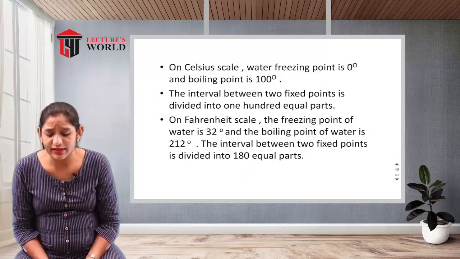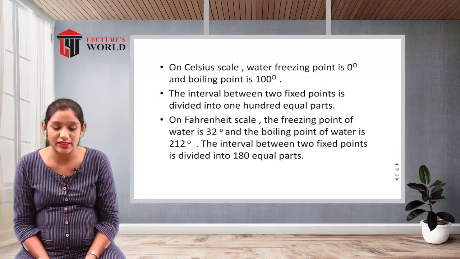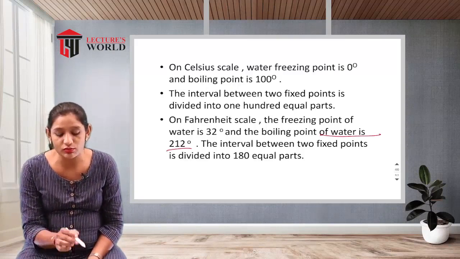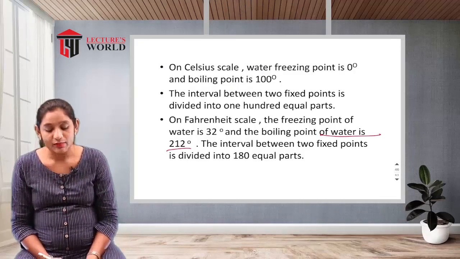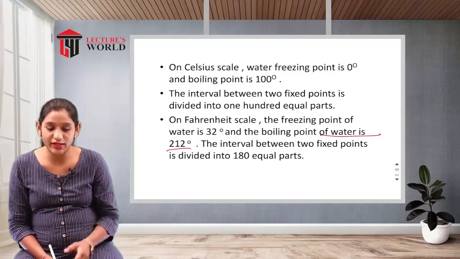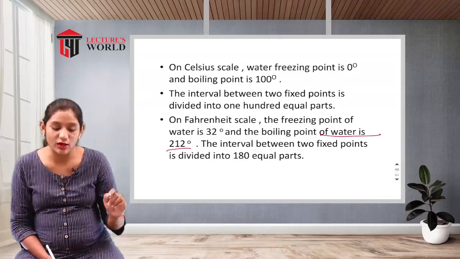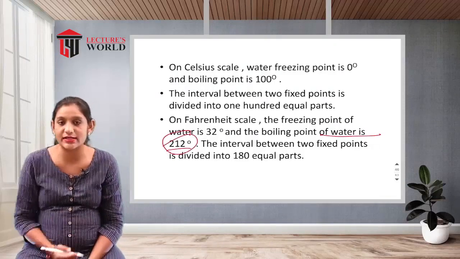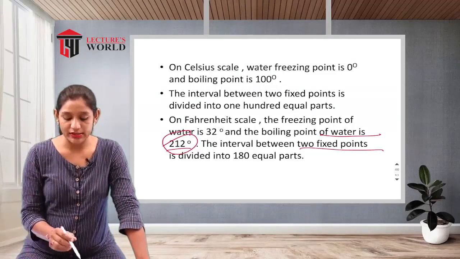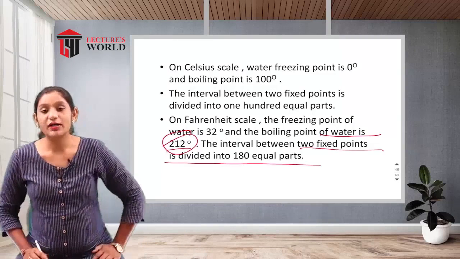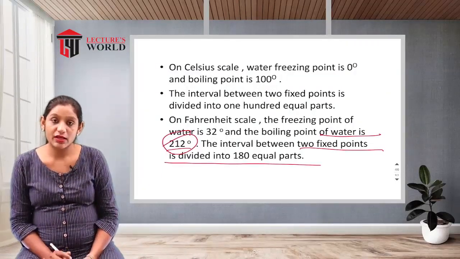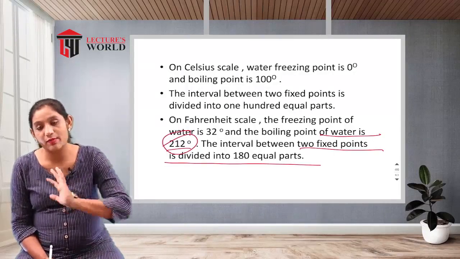On the Fahrenheit scale, the freezing point of water is 32 degrees and the boiling point of water is 212 degrees. The interval between the two fixed points is divided into 180 equal parts.